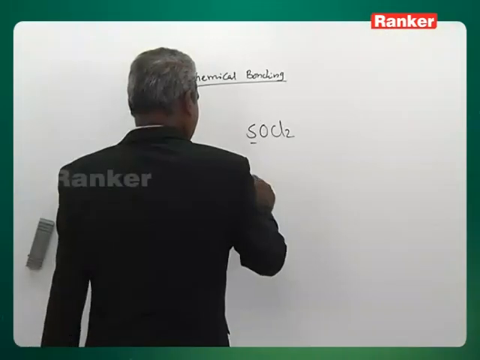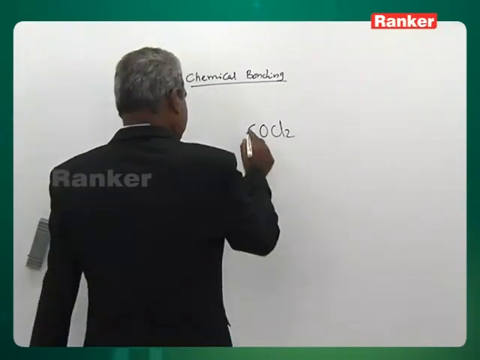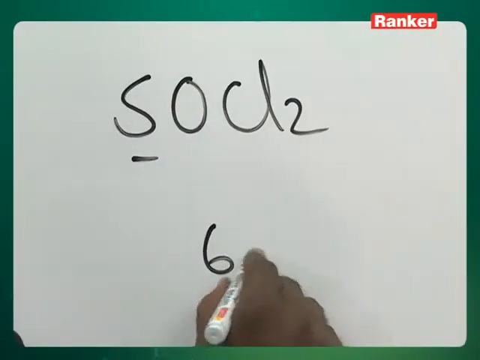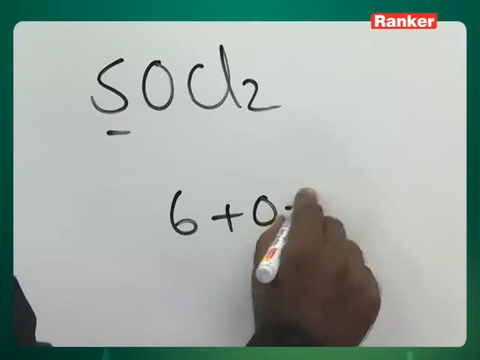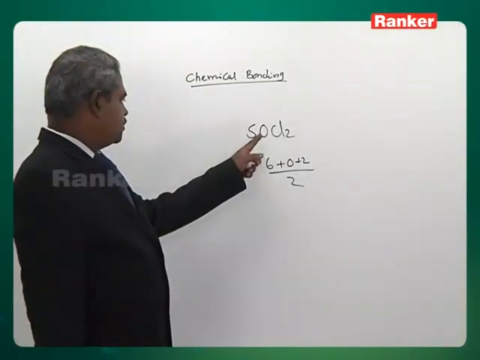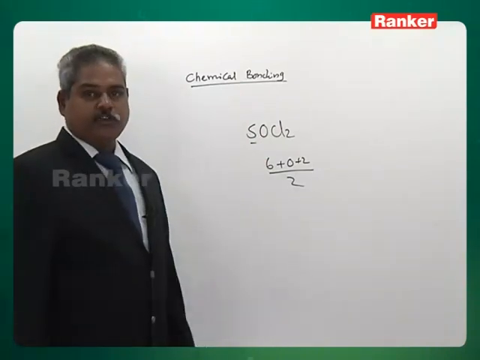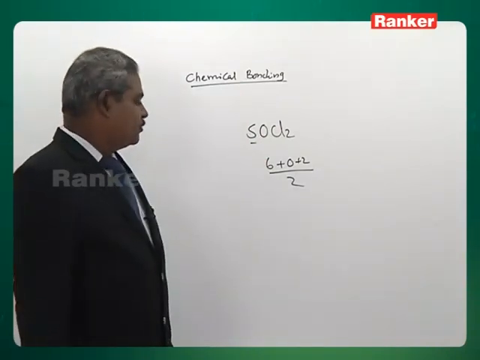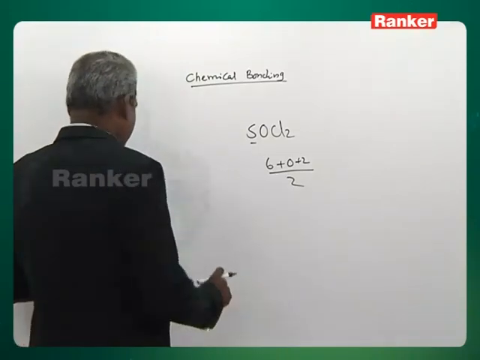SOCl2, the hybridization of sulfur. How to find that? The central atom is sulfur, 6, oxygen 0, 6 plus 0 plus 2 by 2. Oxygens are not considered. Since you have 2 chlorines, you take 6 plus 2 by 2, sp3 once again.